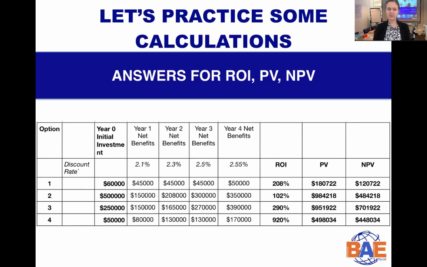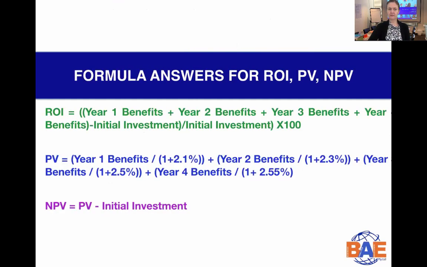Now, just to help you, if you didn't get those particular figures, have a look at the formulas that you needed to apply. For the ROI, very specifically, for every single option, you would have had to take the year 1 benefits, plus year 2 benefits, plus year 3 benefits, plus year 4 benefits, minus the initial investment for that option, divided by the initial investment, and multiplied then by 100. This will give you the ROI.